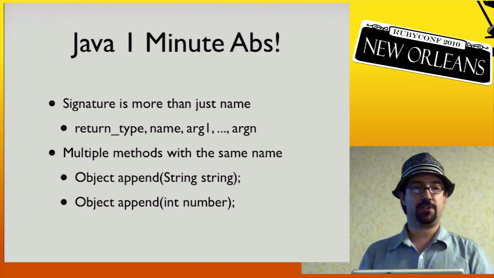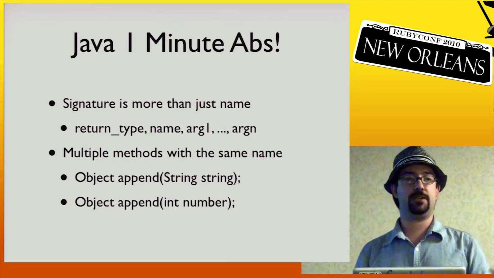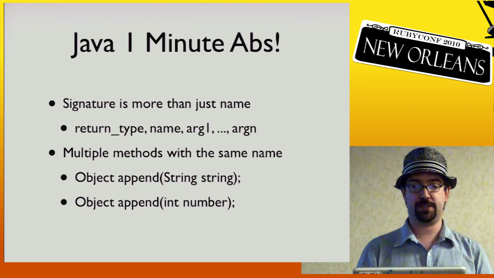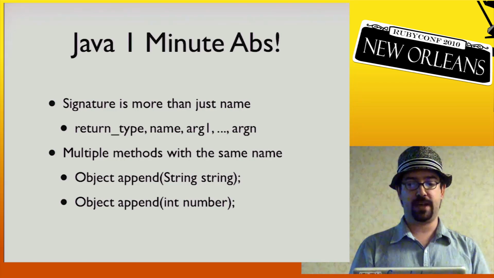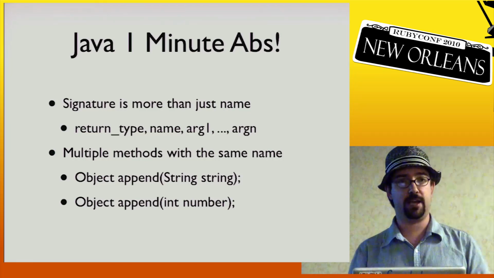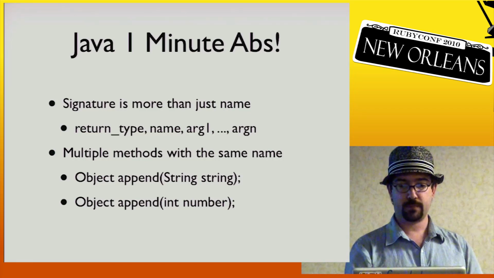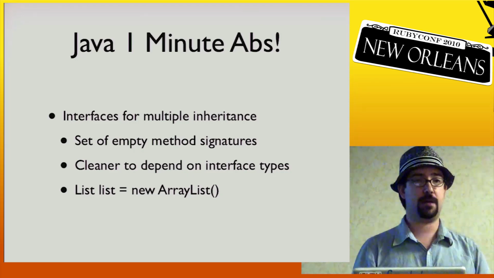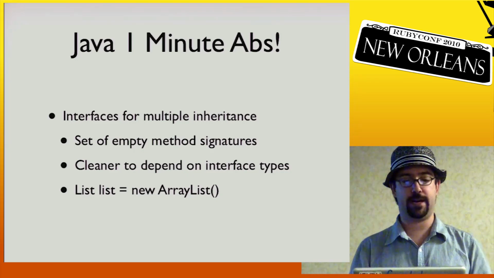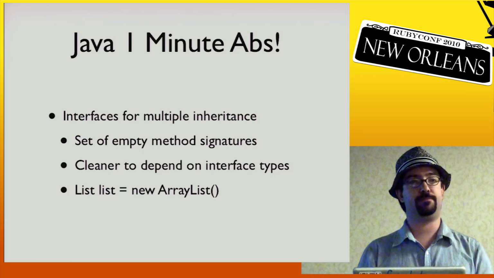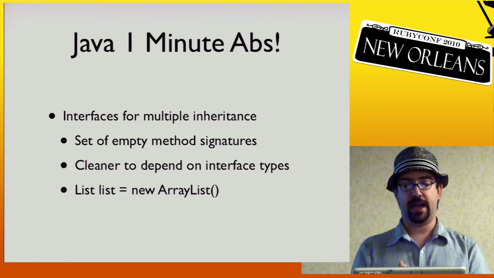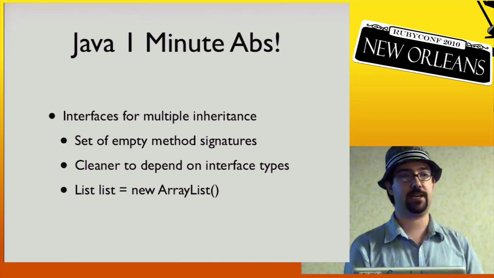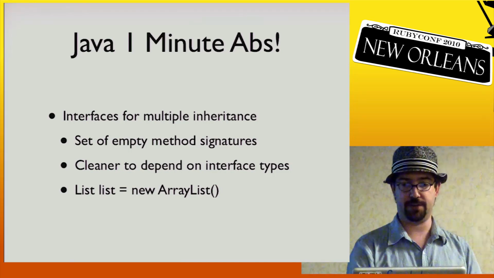So you've got signatures for all methods. You just provide the return type, argument names, and argument types. That varies from language to language, but generally in Java, that's what you do. You can have multiple methods with the same names. You've got overloading. You use interfaces for multiple inheritance. So rather than object multiple inheritance, you have interface multiple inheritance. Interfaces are basically just a bag of empty method signatures, and it's largely cleaner to depend on interface types than to depend on the concrete types, so you can swap out what the implementation is underneath.